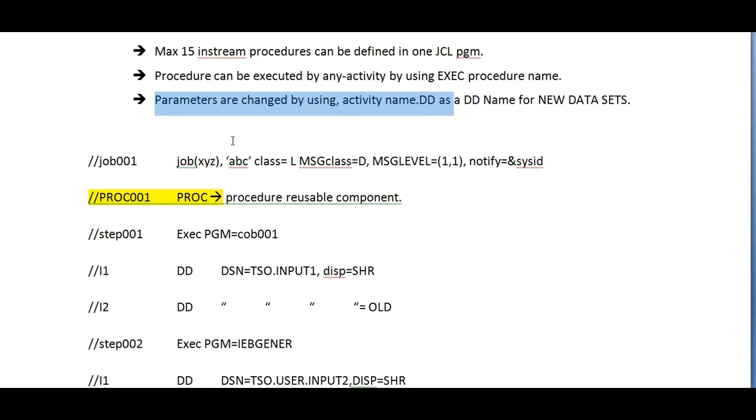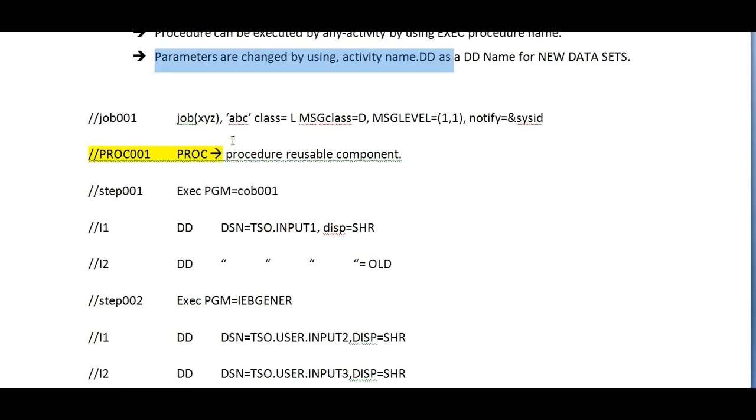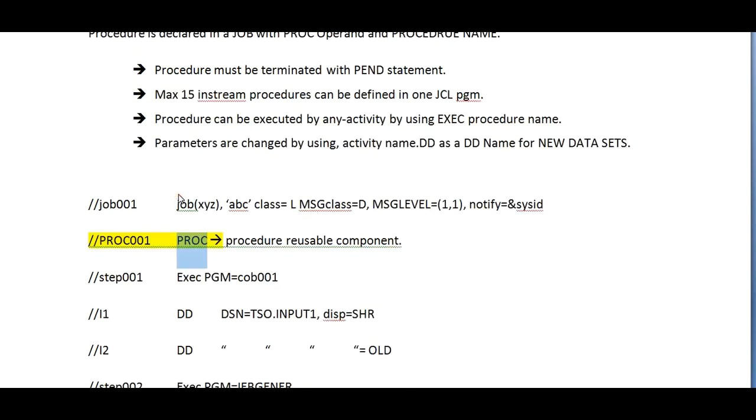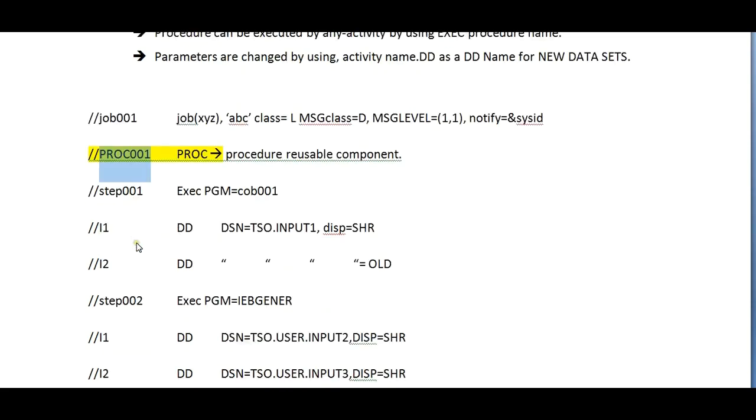Below is a sample JCL of a proc declaration. As usual, you give the job name, then you define a proc with the keyword PROC, the PROC operand, and it is given a particular proc name. It's a user-defined name, so I am giving this proc name as PROC001. You will have a set of steps coded. The first one is a simple COBOL program.